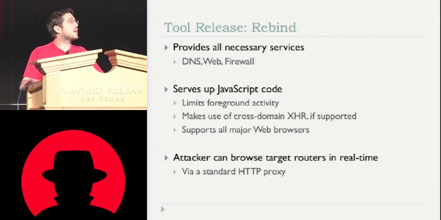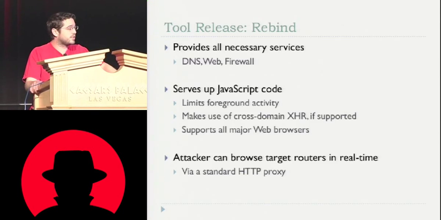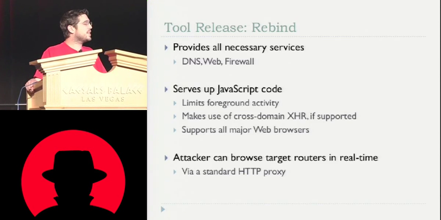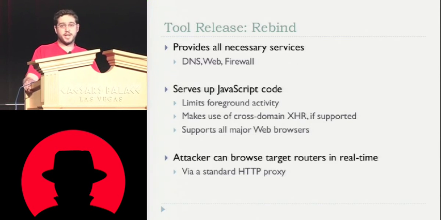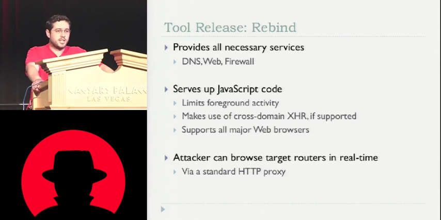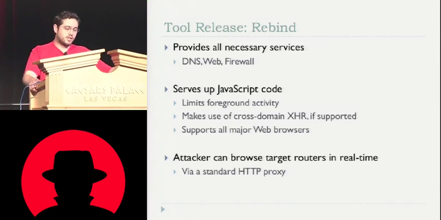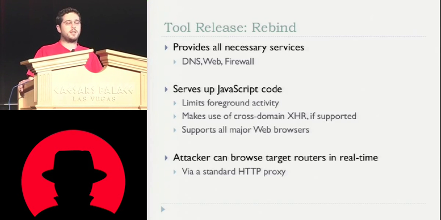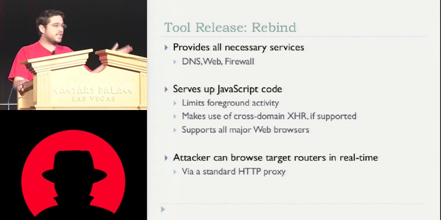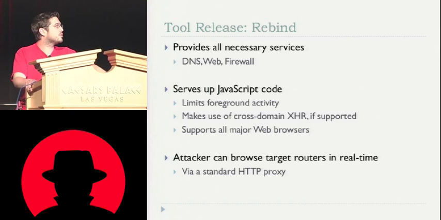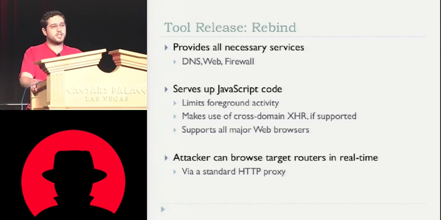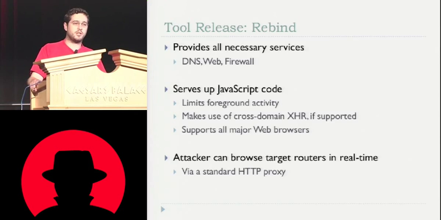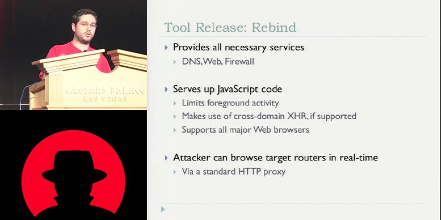So to that end, I wrote the cleverly named tool Rebind. Yay! So it basically does everything for you, except register a domain name. It's pretty much ./rebind, and you're done. It implements a DNS server, web server. It interfaces with the iptables firewall. It's got an HTTP proxy for the attacker to use. It serves up JavaScript code, which basically acts as a client-side proxy to proxy requests from the attacker to the router and back.